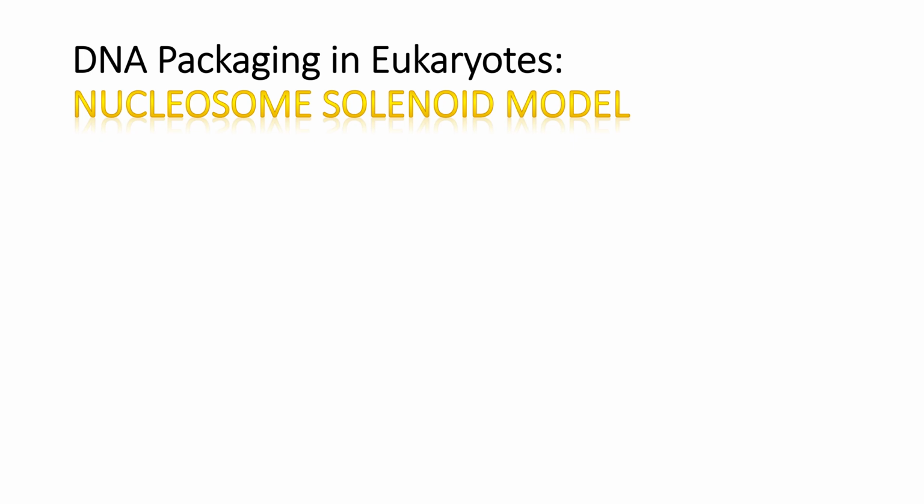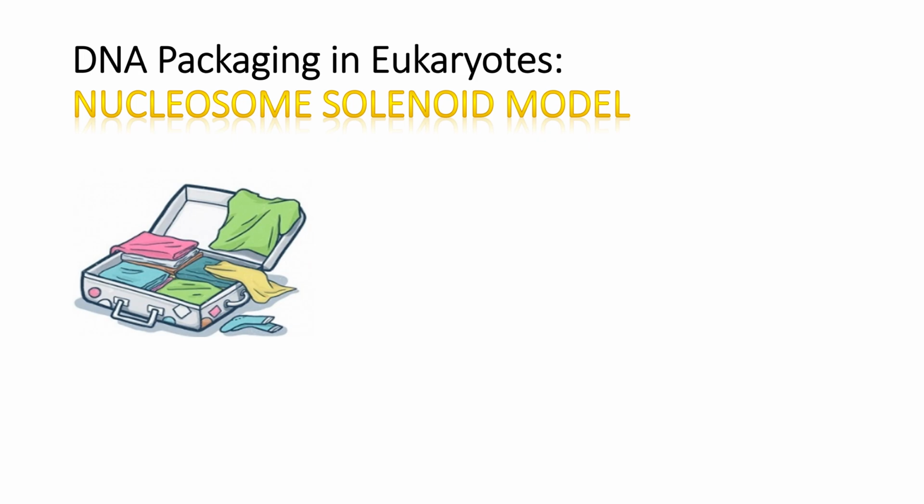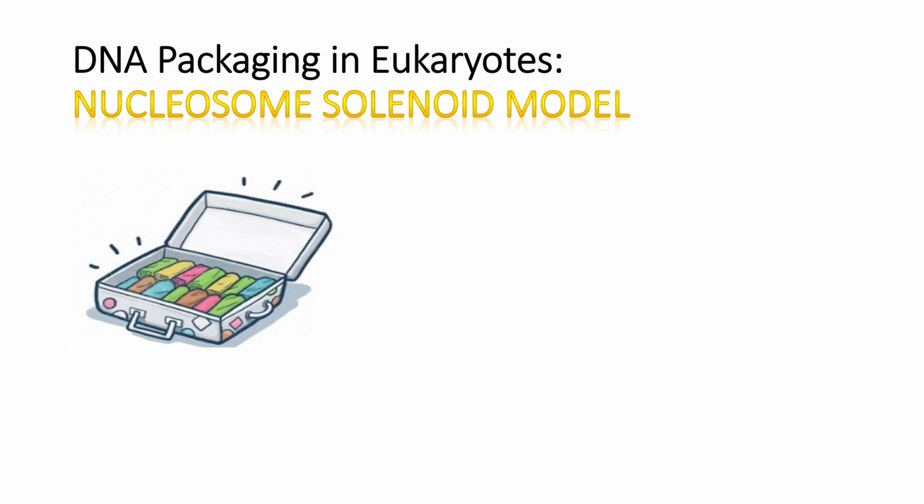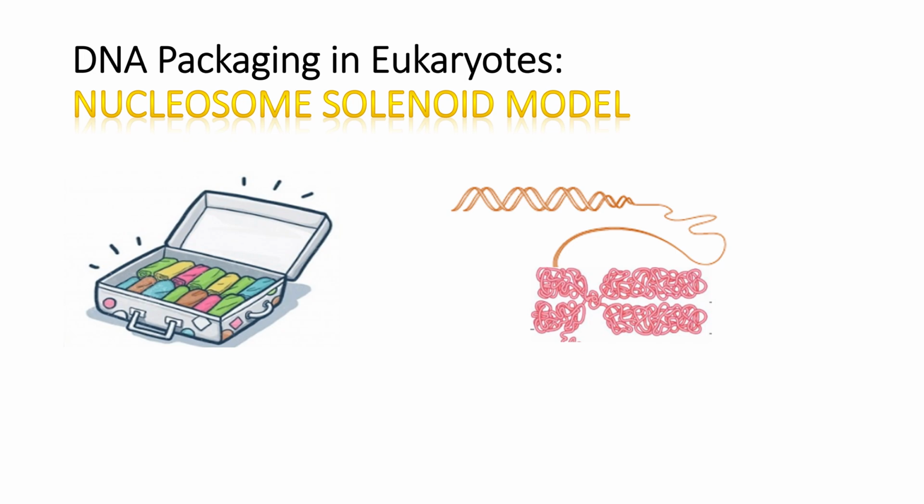Let's compare the packaging of DNA in chromosome with a day-to-day example. In this, we can see how the scattered clothes can be folded to pack it in a suitcase in a compact manner. Similarly, the DNA is also folded and condensed to form a compact structure in the form of a chromosome.